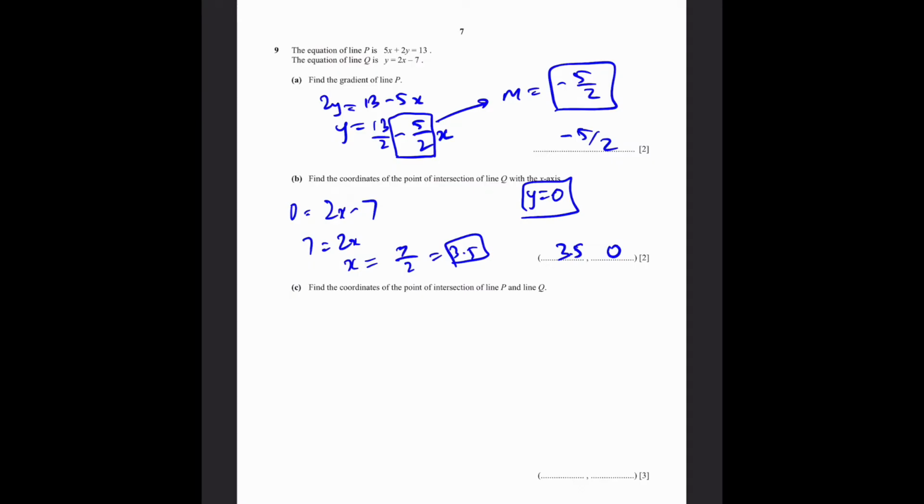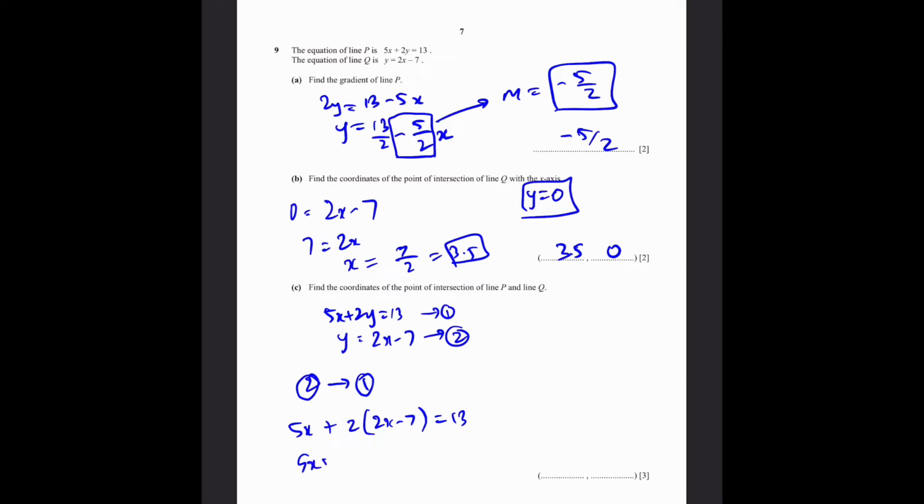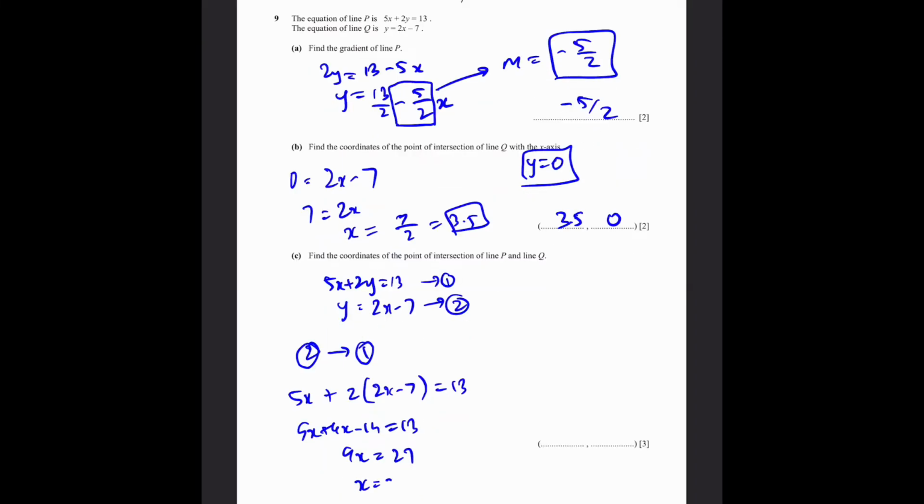Part C. Find the coordinates of the point of intersection of line P and Q. So the coordinates of intersection is going to be where these two are both true at the same time. So you can make them simultaneous equations. 5x plus 2y equals 13, y equals 2x minus 7. We can substitute the second equation into the first. So we can substitute 2 into 1. That means 5x plus 2 times (2x minus 7) equals 13. That means 5x plus 4x minus 14 equals 13. 9x equals 27, x equals 3.